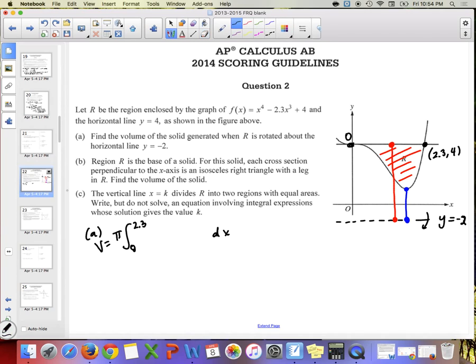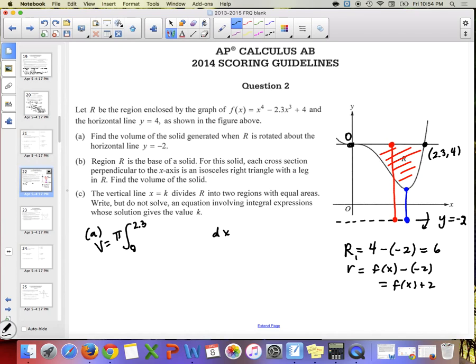So my big R, as I call it, would be the top line, which is 4, minus the bottom line, which is -2. So I get a total of 6. And my little r ends up being the top line, which is that f of x function, minus the bottom line, which is -2. So we get f of x plus 2.